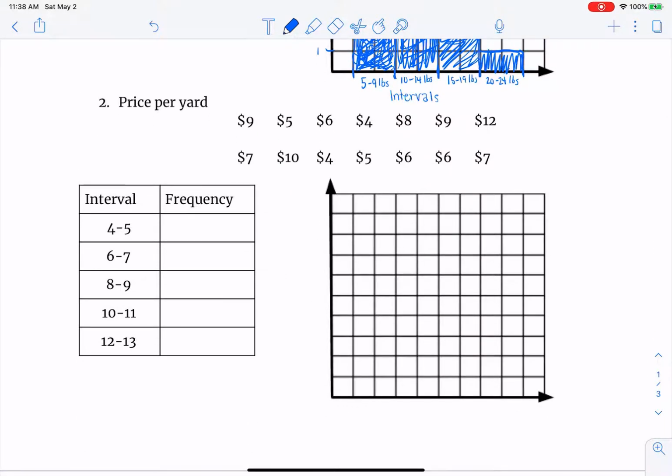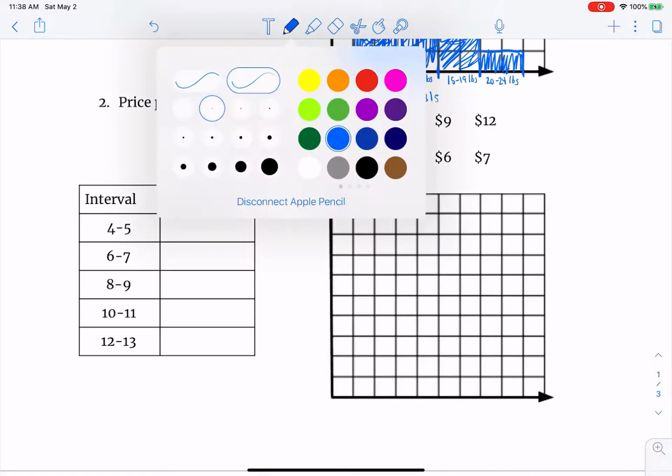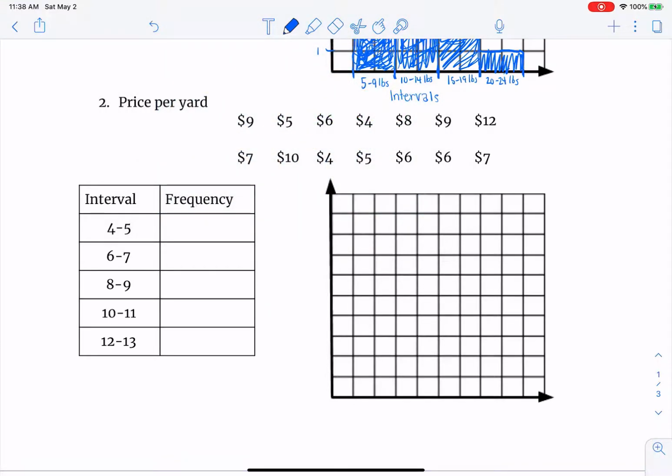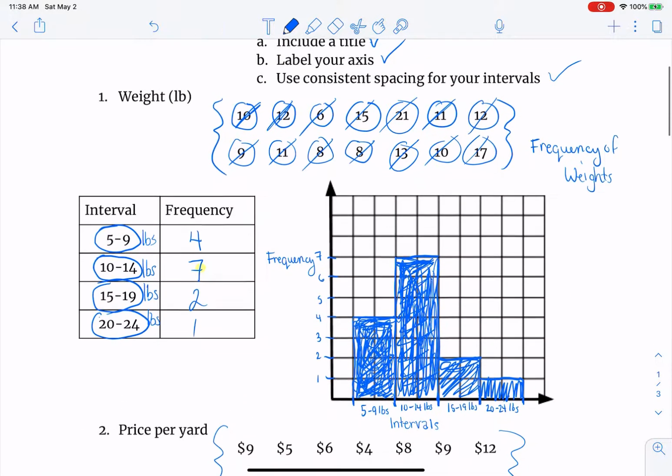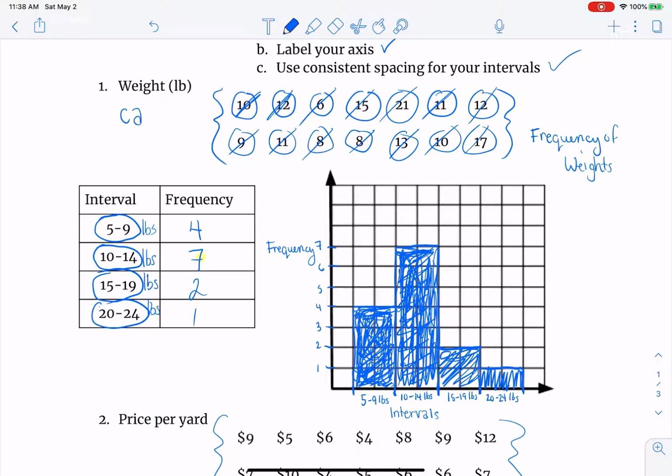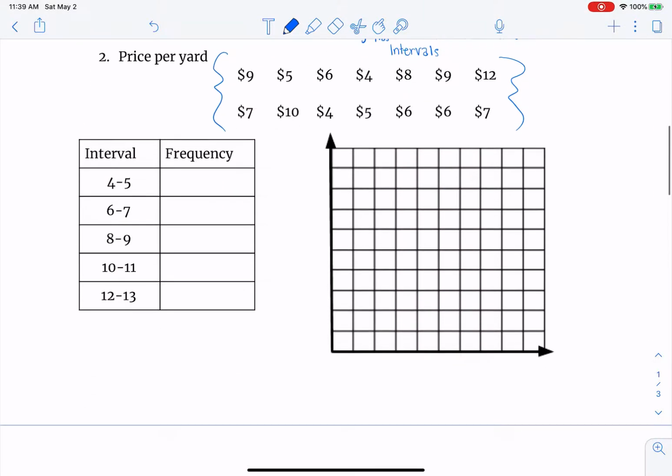All right, so let's go ahead and do a second one here. So we have our data, price per yard. This didn't say weight of cats, but I'm going to put cats here because I like to know what I'm talking about. There's the cat. Okay. Price per yard. So $9.